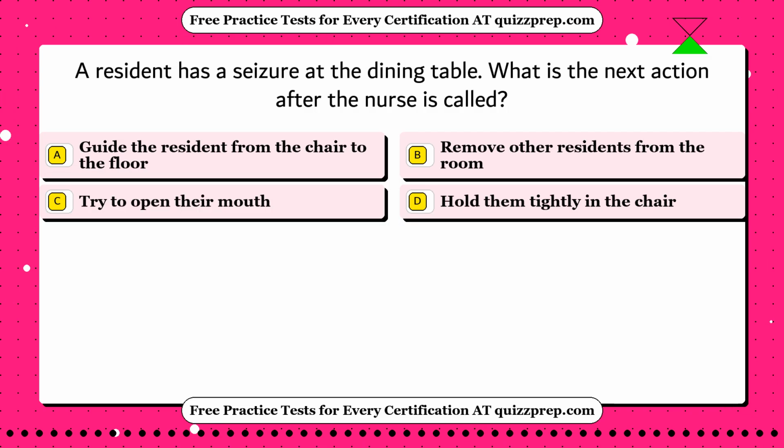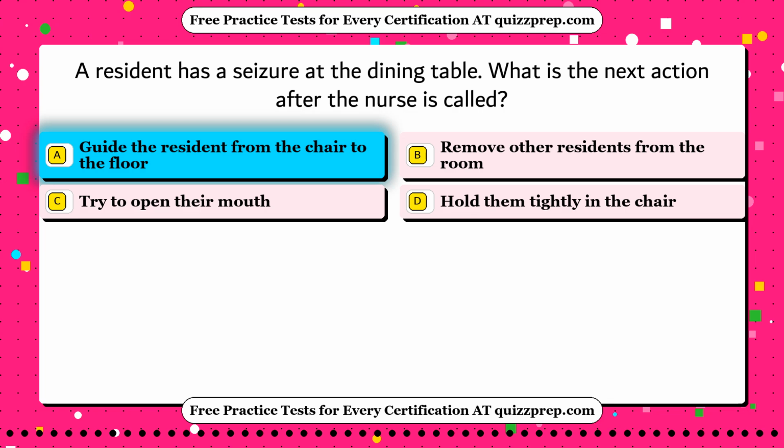Question 164. A resident has a seizure at the dining table. What is the next action after the nurse is called? Option A, guide the resident from the chair to the floor. Option B, remove other residents from the room. Option C, try to open their mouth. Option D, hold them tightly in the chair.